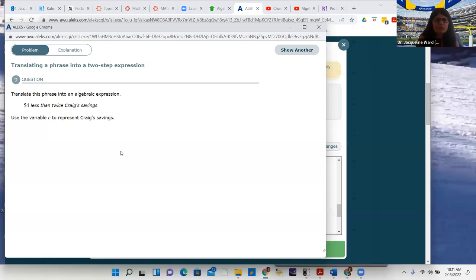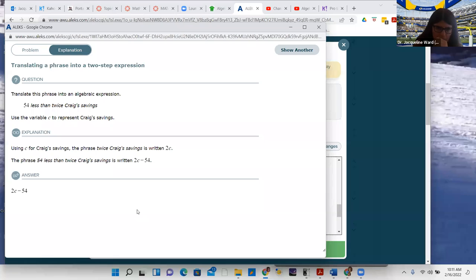All right, how about this? 54 less than twice Craig's savings. Okay, so twice Craig's savings would be 2C. And that's less 54, right? 54 less than that. So you're going to subtract the 54. Okay.